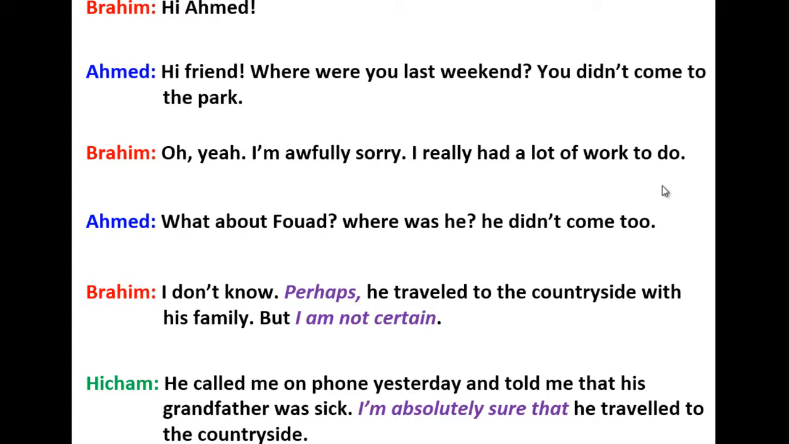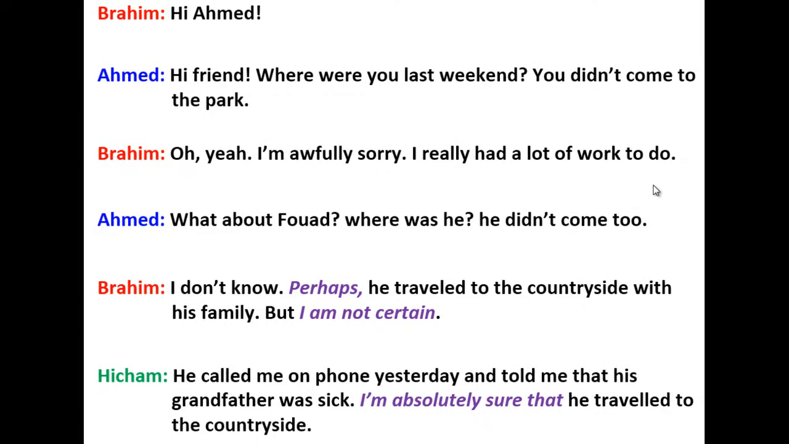So let's have a look at this dialogue. It's between Ibrahim, Ahmed and Hisham. Ibrahim: Hi Ahmed. Ahmed: Hi friend. Where were you last weekend? You didn't come to the park. Ibrahim: Oh yeah, I'm awfully sorry. I really had lots of work to do. Ahmed: What about Fuad? Where was he? He didn't come too. Ibrahim: I don't know. Perhaps he traveled to the countryside with his family, but I'm not certain. Hisham: He called me on phone yesterday and told me that his grandfather was sick. I'm absolutely sure that he traveled to the countryside.